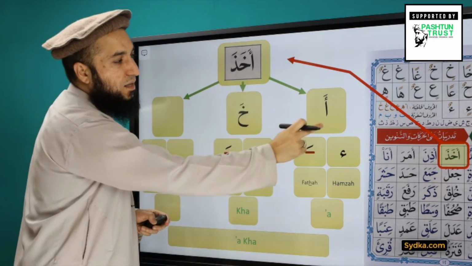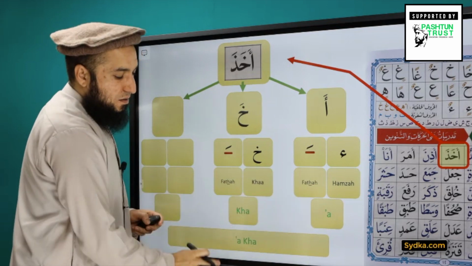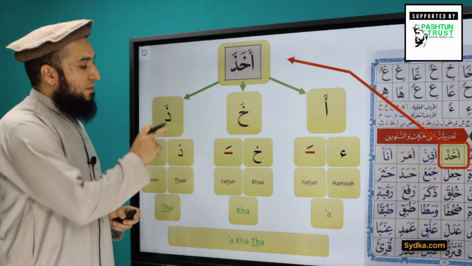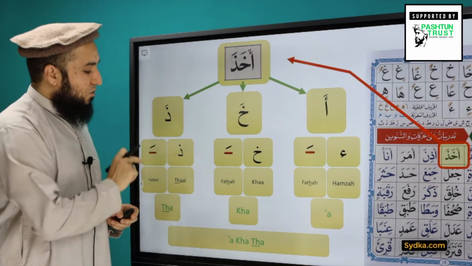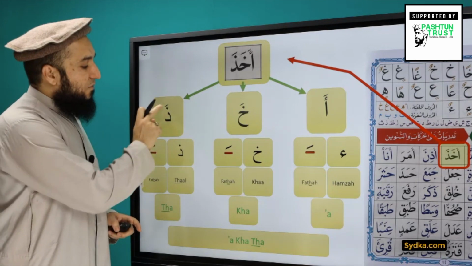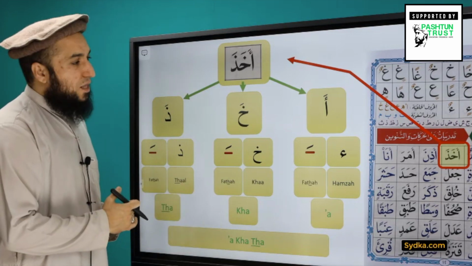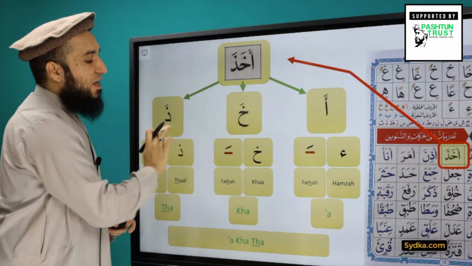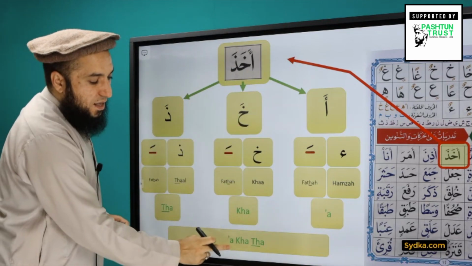Akha, akha. The third syllable is dhal fatha dha. Dhal is not silent, and we have fatha on top of it. Dhal fatha dha. Now bringing all three syllables together: akhadha, akhadha.